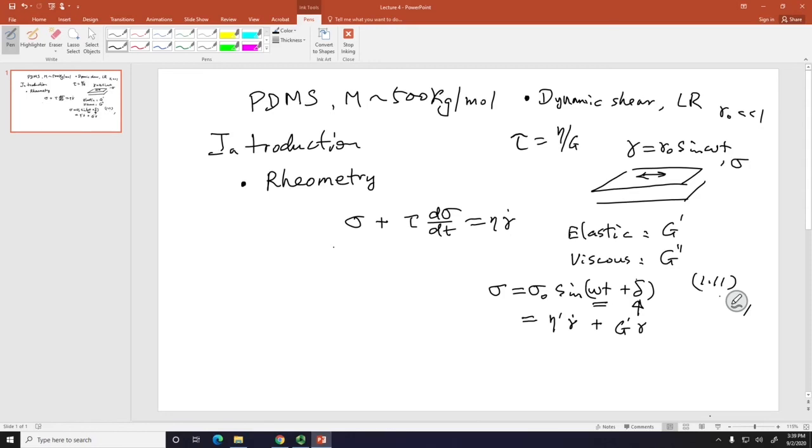So basically, we claim that if your material is viscoelastic, then its response will have a Newtonian-like viscous term, and it will also have a Hooke-like elastic term. Get it, right? So universally, this is not just for polymer, for anything.